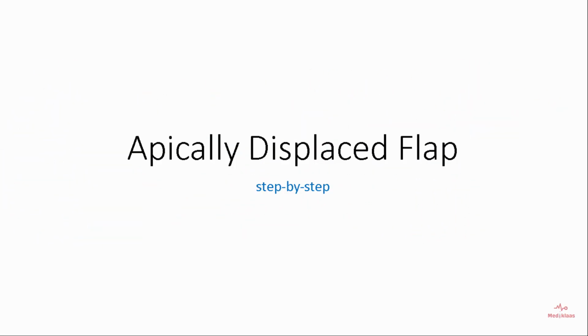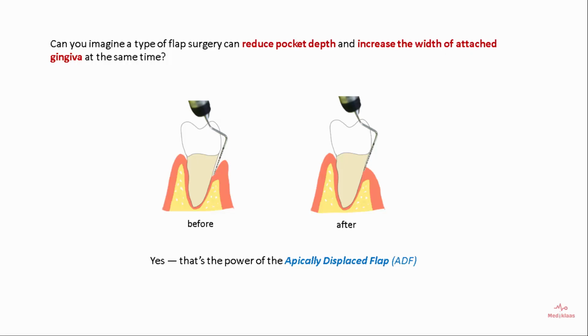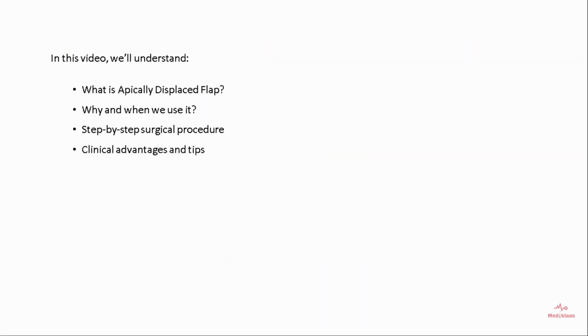Apically displaced flap. Can you imagine a type of flap surgery that can reduce pocket depth and increase the width of attached gingiva at the same time? That is the power of apically displaced flap. When and why we use it, step-by-step surgical procedure, and clinical advantages and tips.